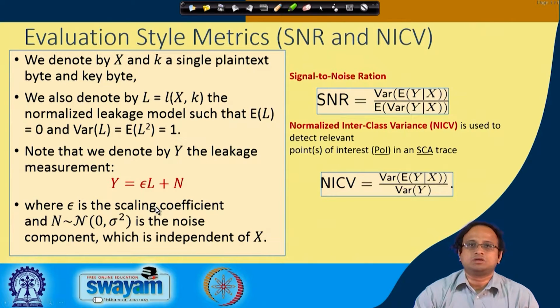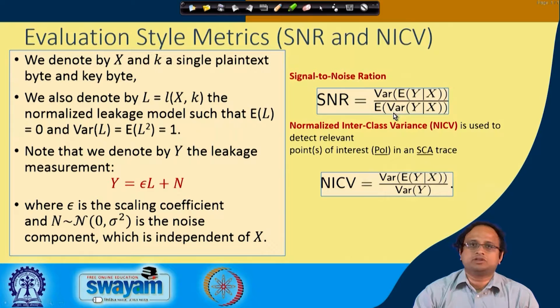Now we would like to define our signal to noise ratio. Remember, we defined our signal to noise ratio. It is like redefining that, but you can observe that essentially they are the same. The numerator is exactly the same: it is the variance of the expectation of y given x. As I said in the previous class, this is the signal component of your leakage consumption, whereas the denominator stands for the noise.